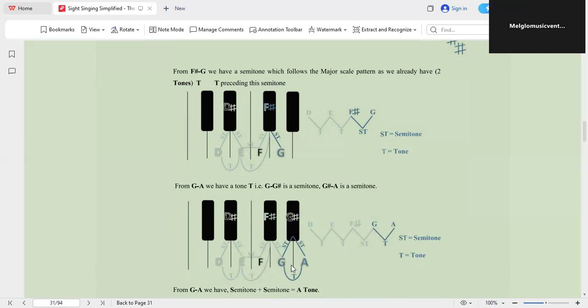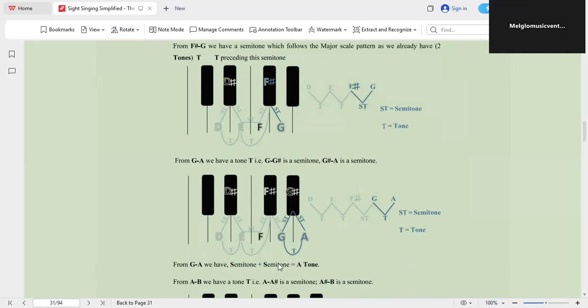Now from G to G sharp, we have a semitone. From G sharp to A, we have a semitone. So from G to A, we have a tone, which is semitone plus semitone equals a tone, which conforms to our major scale pattern.